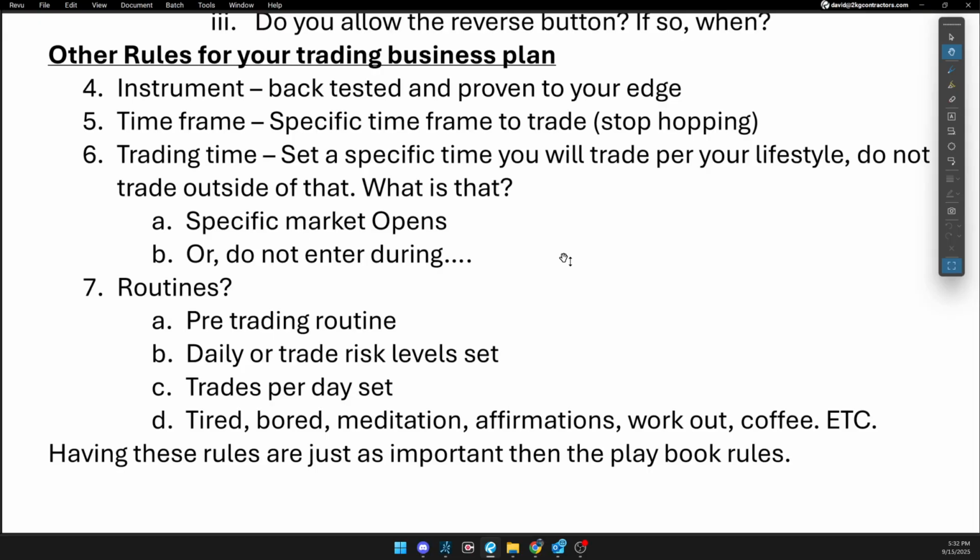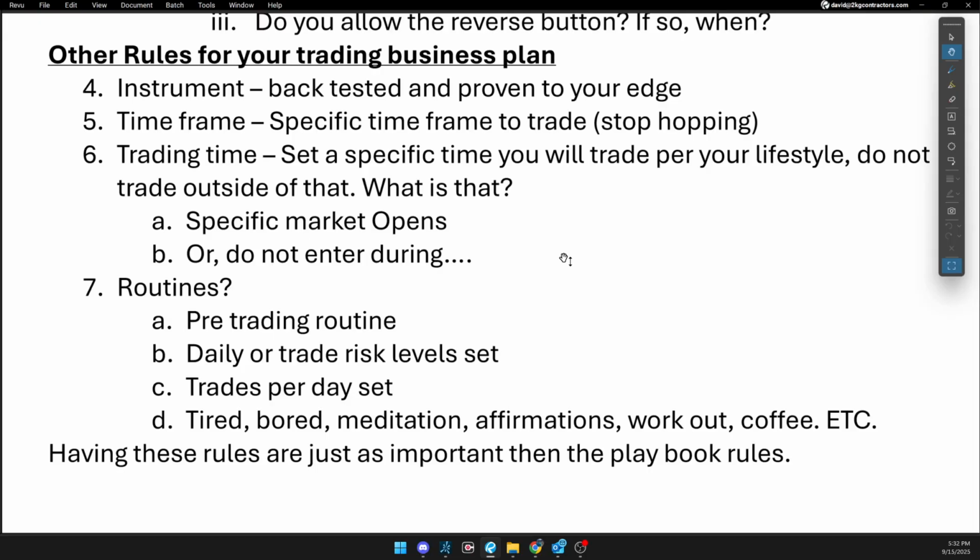Make it so you're doing the same thing. If you ever go to a McDonald's in New York and you fly to Oregon and you go to McDonald's, it's the same thing. They have a system. They have a way of doing things that's always the same because that's what makes things work so well. So have your instrument back tested and proven to your trading playbook.